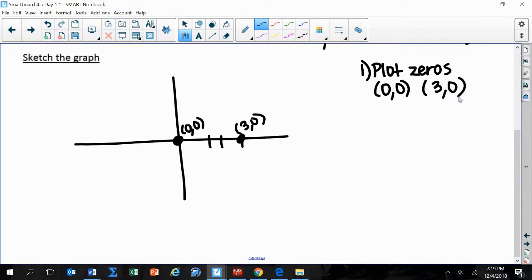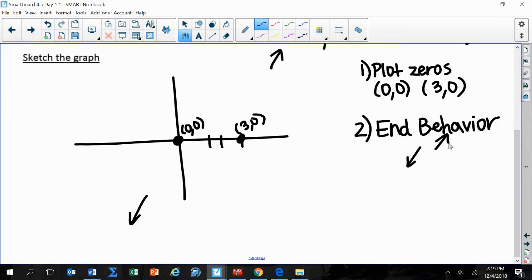The second thing I'm going to consider is my end behavior. My end behavior starts pointing down and ends pointing up. So that's the second thing you graph. The second thing you graph is your end behavior. So in this case, my end behavior was like this.